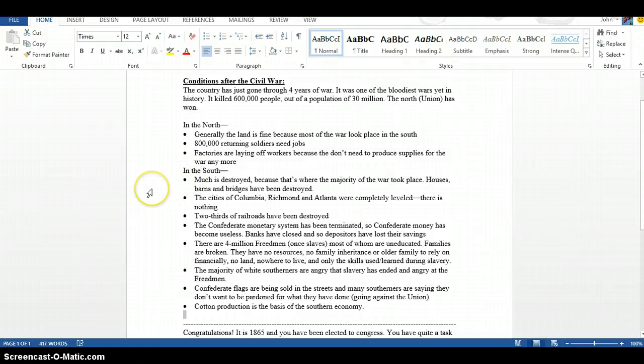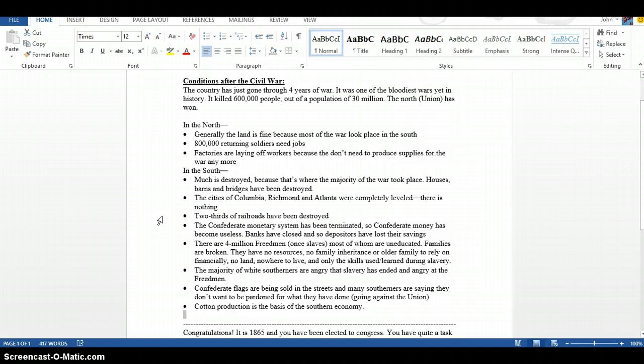In the South, much is destroyed because that's where the majority of the war took place. Houses, barns, bridges have been destroyed. We talked about Sherman's March to the Sea, where he set fire to everything he could get his hands on. The cities of Columbia, Richmond, Atlanta, completely leveled. They don't exist anymore. There are people still there, but as far as the city itself, it's no longer there. 2/3 of the railroad has been destroyed. The Confederate monetary system has been terminated, so Confederate money has become useless. Banks have closed, and depositors have lost their savings.